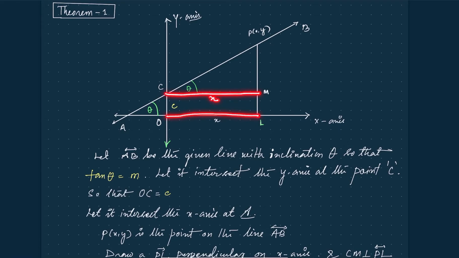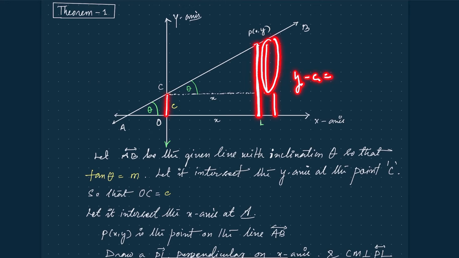Now this angle and this angle will be the same because they are similar angles. This distance is equal to c and the entire distance is equal to y. So what is the distance from P to M? The entire distance is y, and this distance is c, so PM will be equal to y minus c.